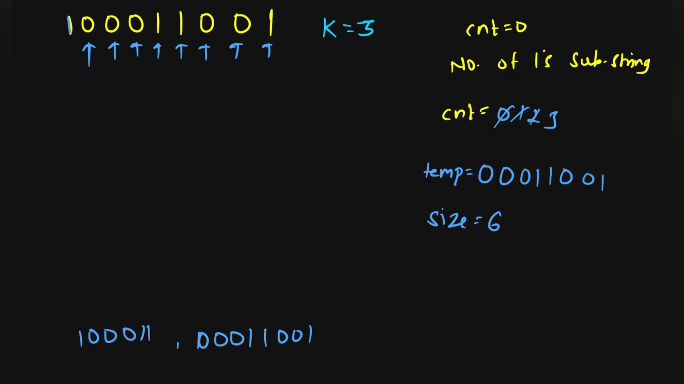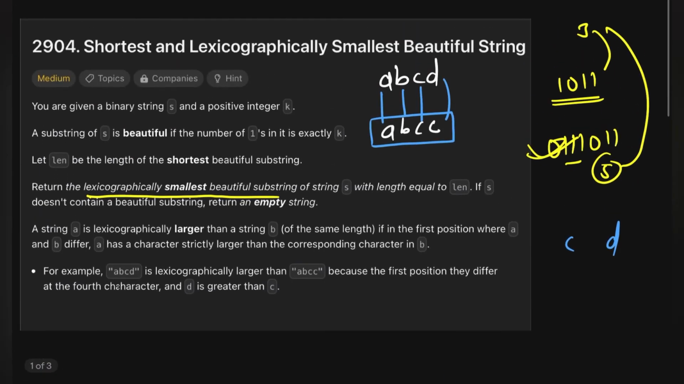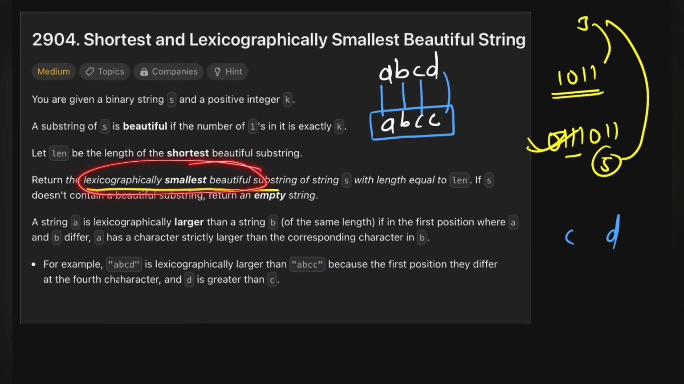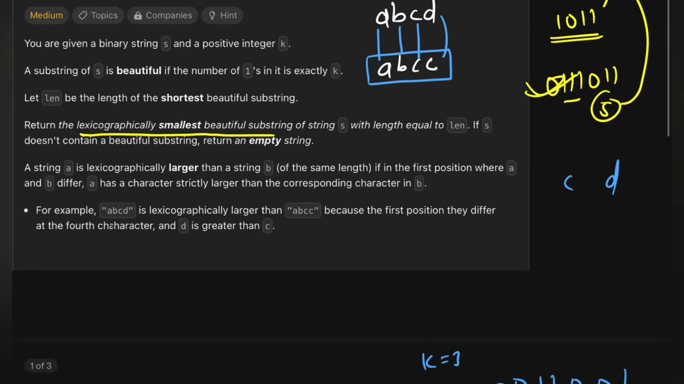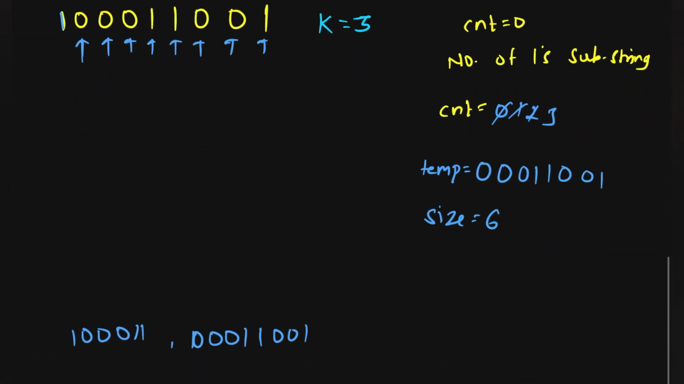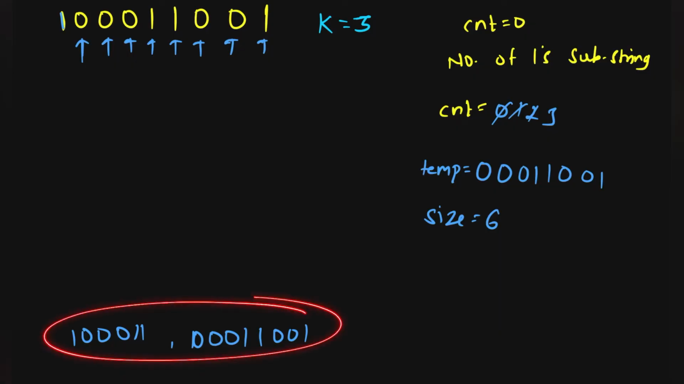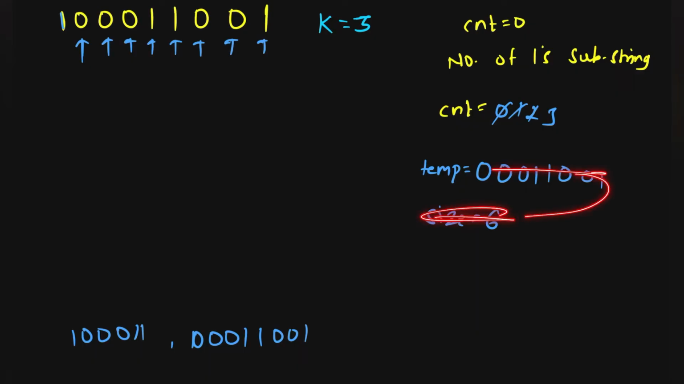Because until I get a smaller size, I will not update it, because at the end what we need is the smallest lexicographically beautiful substring, right? And here we are getting the largest one, so we don't want the largest, we want the smallest. So far we got two substrings, and out of these two, the smallest size was 6, right? So I will not update the size because this one is greater than 6. So I will move ahead.